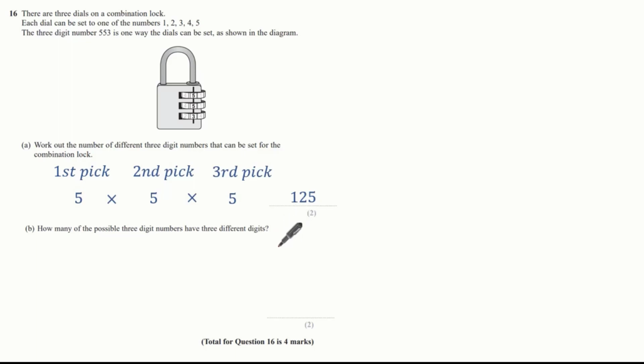Now part B states how many possible 3-digit numbers have 3 different digits. Well, remember, we have to choose 3 numbers. In our first pick, we can choose any one of our 5 numbers, but for our second pick, one of those numbers has been chosen, and we're not allowed to use that same number again. It has to be different. So that means we only have 4 numbers to choose from. And our third pick, well, because we've used 2 previous numbers, that means we only have 3 numbers to choose from. So this gives us a total number of possible 3 digits with 3 different digits to be 60.